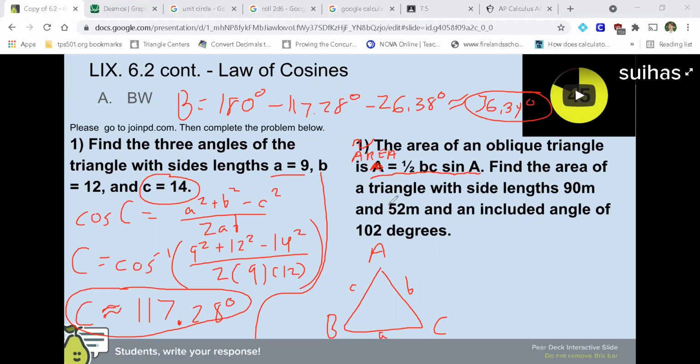So in this example, I'm given two sides and the angle in between. So if I plug my three numbers into my formula, the area would be 1/2 times 90 times 52 times the sine of 102. Which, if you type in, is, okay, I've got to switch my calculator back to degrees. 2,288.865 meters squared.